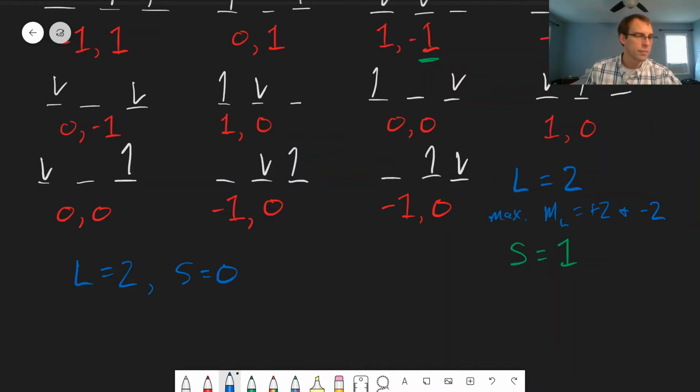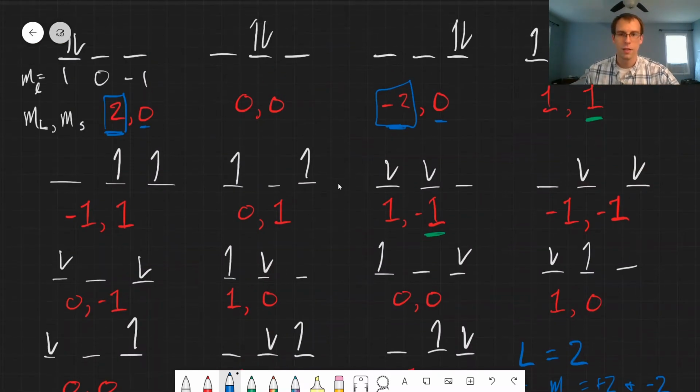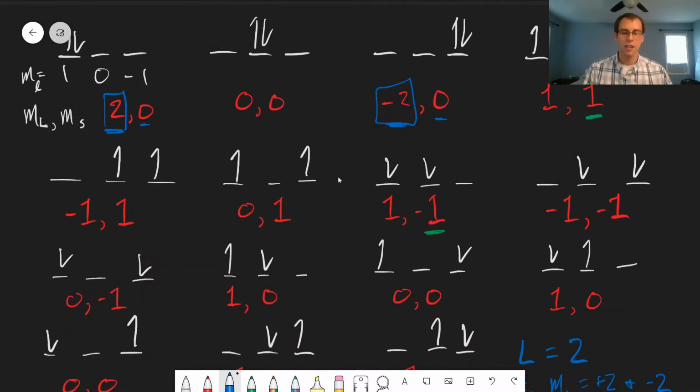All right. And M sub S is equal to 0 for all these possibilities. And so this is a singlet D2 configuration. All right, so if we have a singlet D2 term that goes with this, that means we can eliminate all of our ones. All these configurations can only belong to one term. So we can eliminate this one and this one.